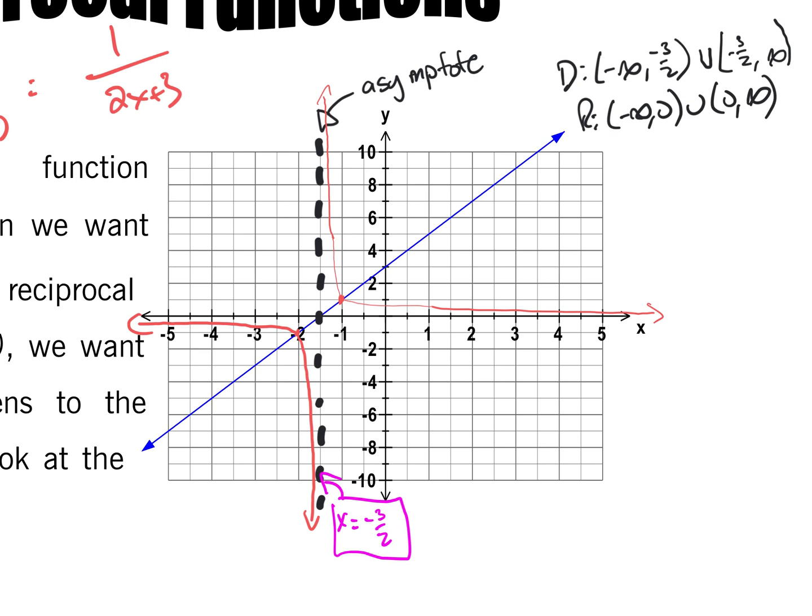So my grade 10s who sit in this room with you always ask me, do we always have square brackets when we get to certain numbers? The answer is no. And here's an example of where you wouldn't have square brackets, because the domain doesn't hit -3 over 2, and the range doesn't hit 0.